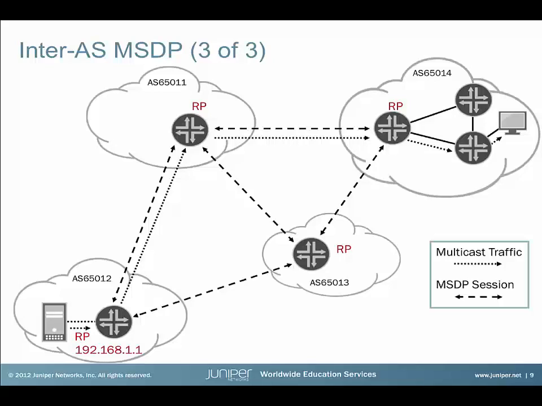Upon arrival of the first packet at the receiver's DR, the DR typically starts its own source tree signaling to set up the optimal shortest path tree. Once the shortest path tree is established, native multicast packets flow down the source tree from the source toward the receiver in AS65014.